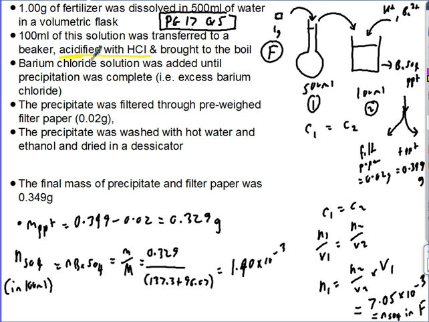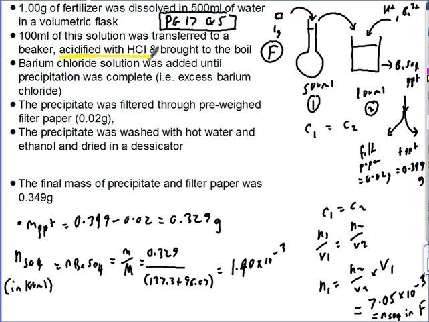We actually added nitric acid to not have any precipitations at all, but adding the acid is so that all carbonates get turned into carbon dioxide and leave the solution, and also so phosphates won't precipitate, so the only precipitate will be barium sulfate. They added barium chloride till the precipitation was complete, i.e. they added excess barium chloride.